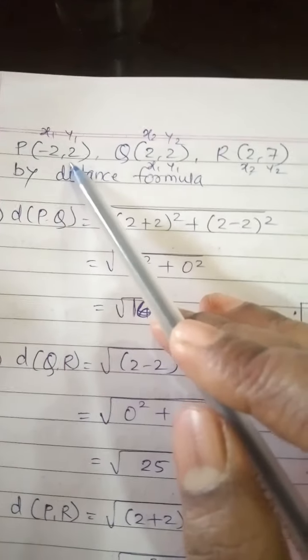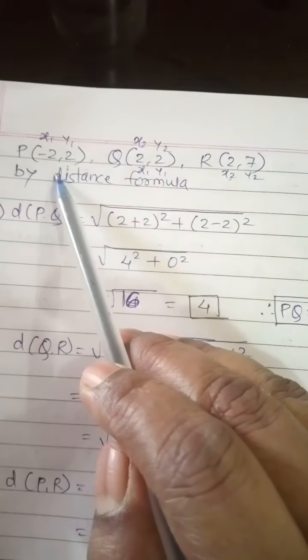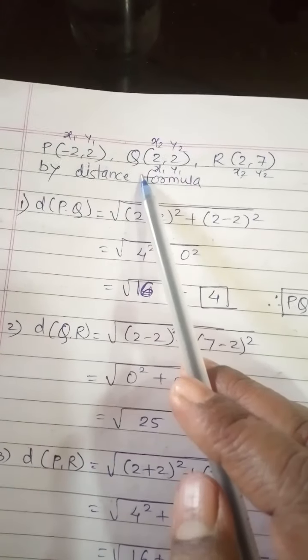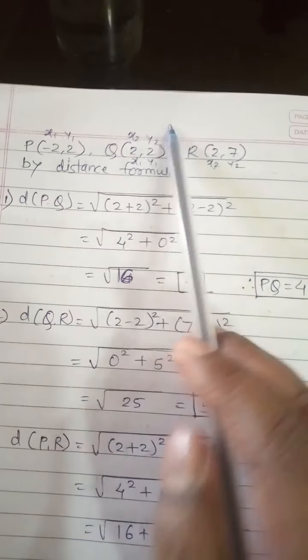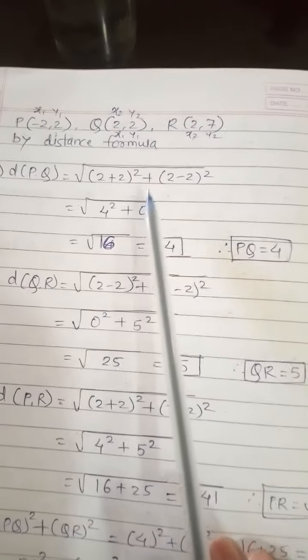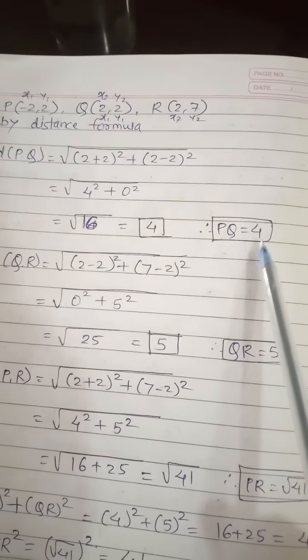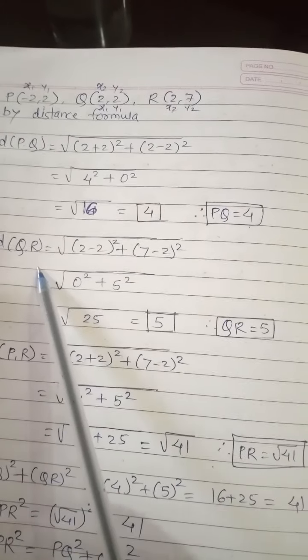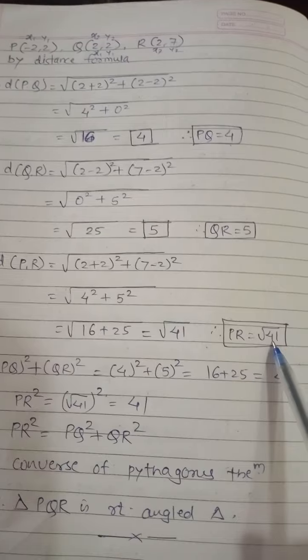So here the coordinates of P are (-2, 2), Q is (2, 2), and R is (2, 7). First we are going to find the distance PQ by using the distance formula. After that we find QR and then PR. All of you know how to put down the values. So the value of PQ we get is 4. By solving QR we get 5, and after solving PR we get the value root 41.